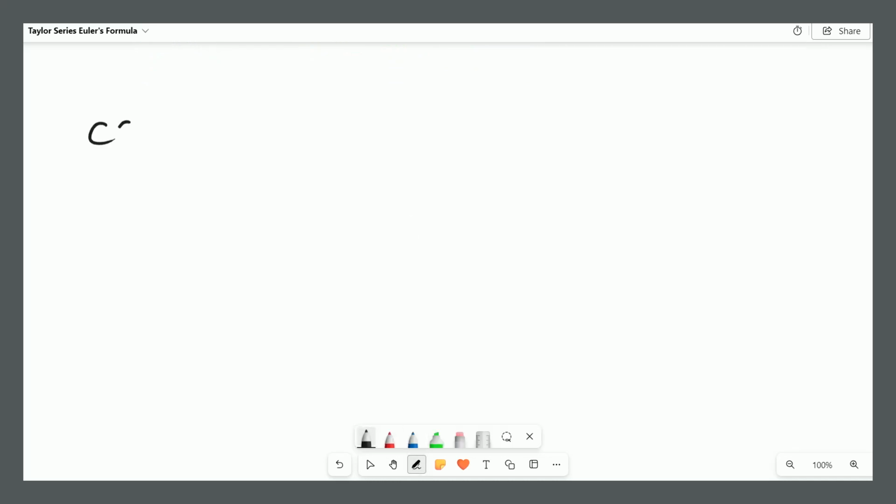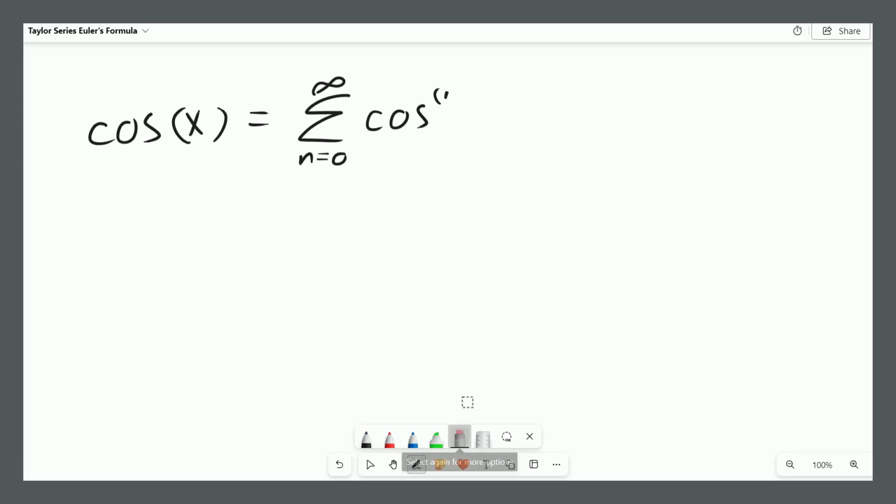The cosine of x is going to be the sum, as n goes from 0 to infinity, of the nth derivative of cosine around 0 multiplied by x to the power of n divided by n factorial.